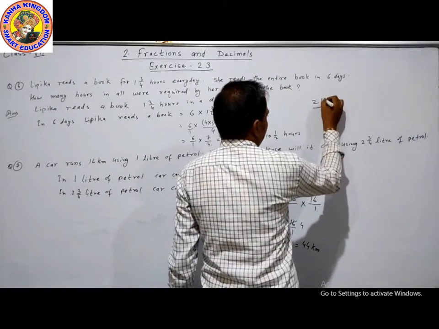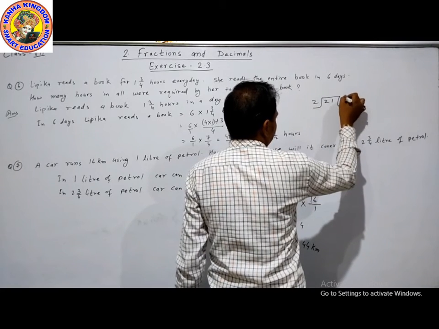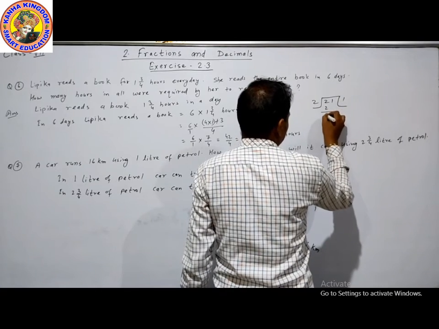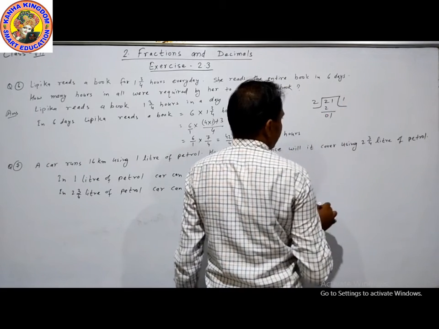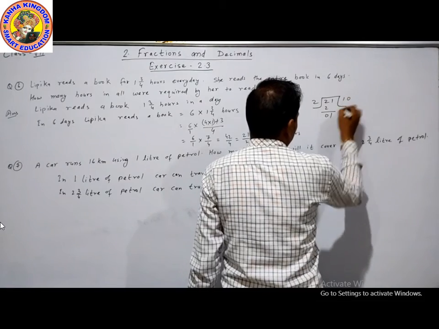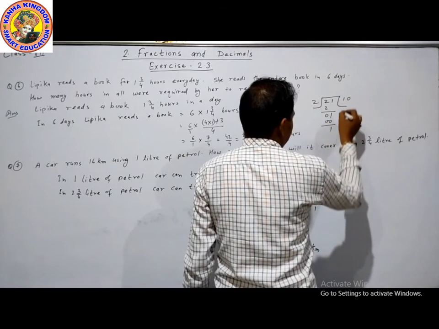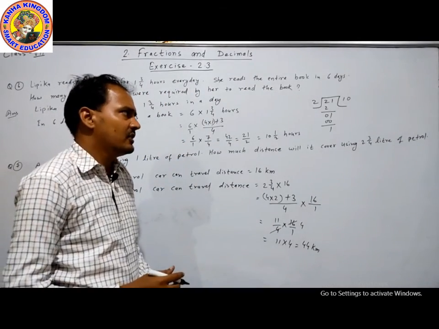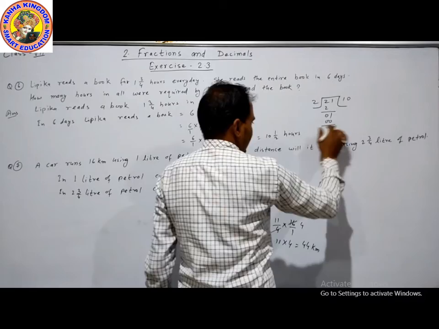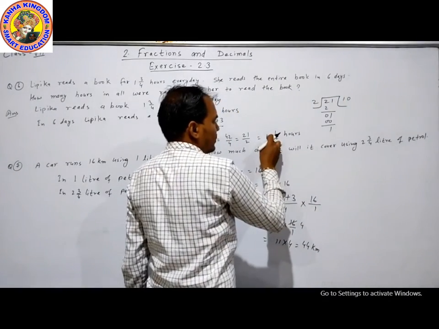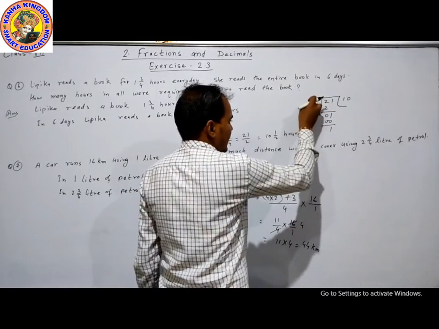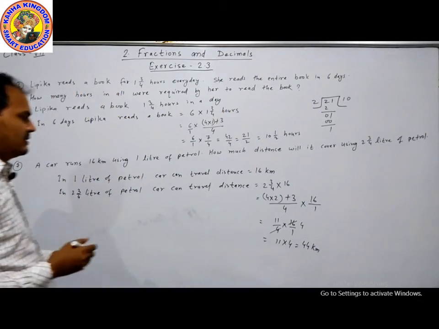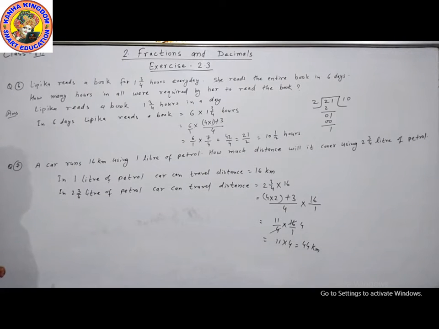When 2 divides 21, this is 10 times 2, 0, another digit is 1. We cannot divide 1, the remainder is 1. Next digit, there is no next digit, so the division is complete. There are 10 full divisions, the remainder is 1, again we can divide by 2, so this is 10 1/2 hours. This is our answer.